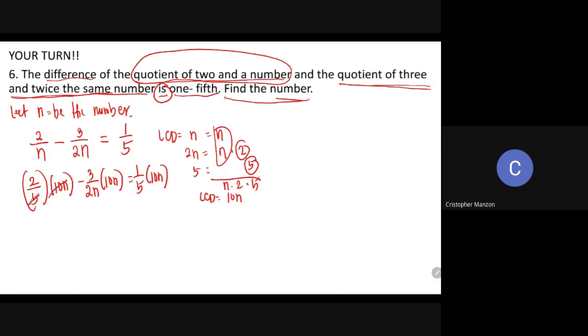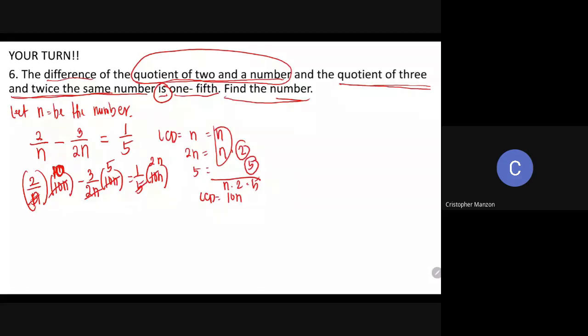Pag dinivide ko to, 10 divided by 5, that's 2. May naiwan ka pang n. 10n divided by 2n, that's 5. 10 divided by 5, that is 2n. Sir, di ba dapat po n ito po ay yung 10? Sorry. Yeah, oo, 10n. N pala to, hindi pala to 2.